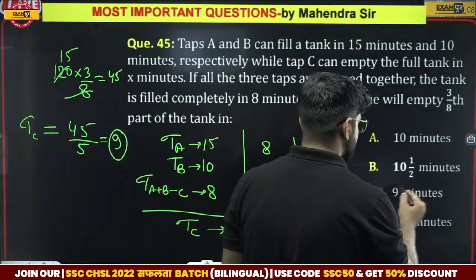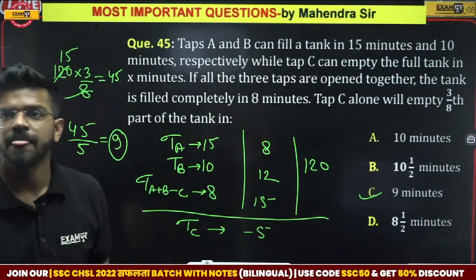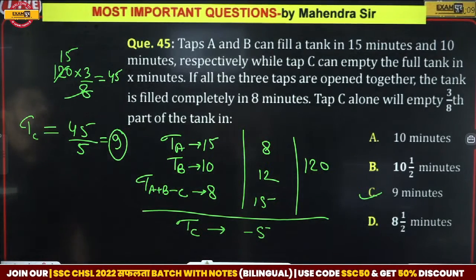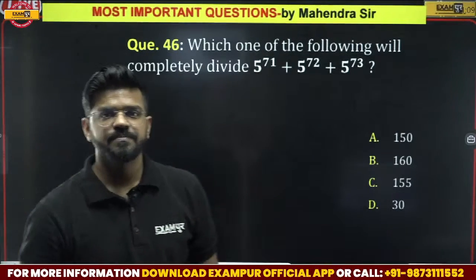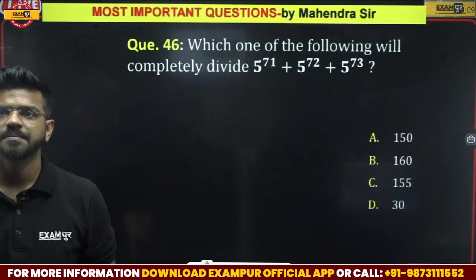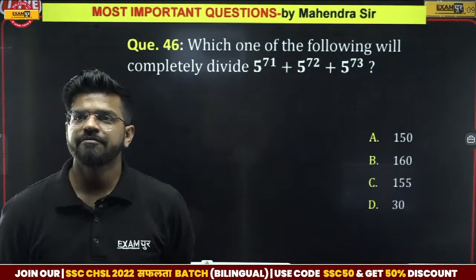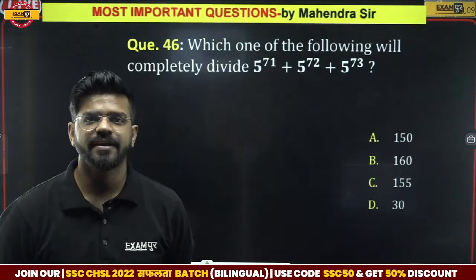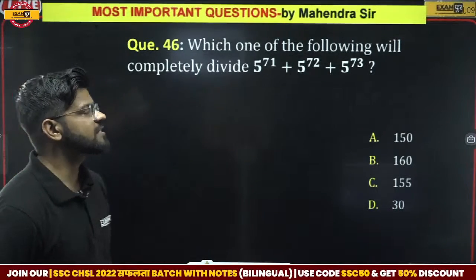Yes, Sohan, absolutely correct. Option number C is my right answer. Superb. Okay, tell me the answer for this question. Sohan, 45 by 5, 9. Absolutely correct. Superb. Now tell me the answer for this question.